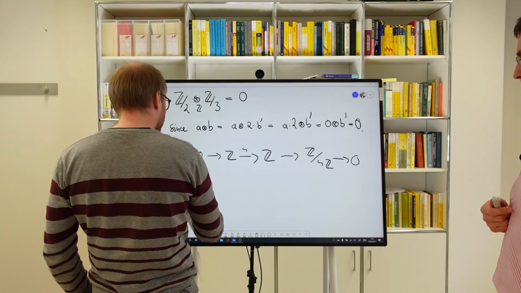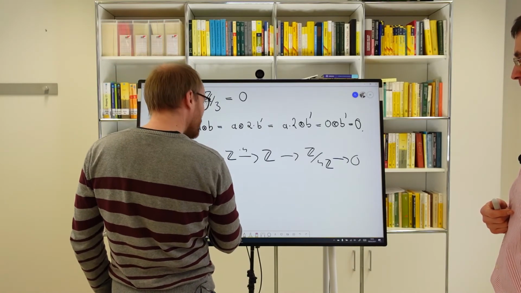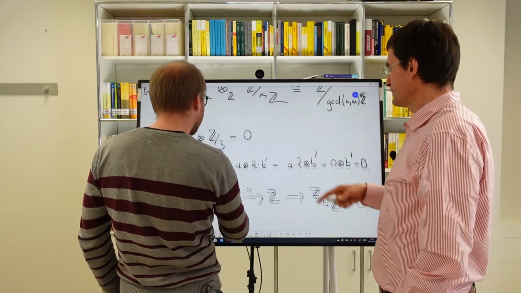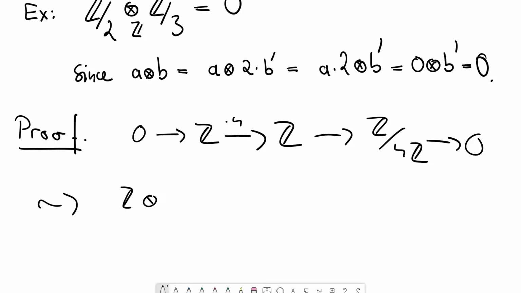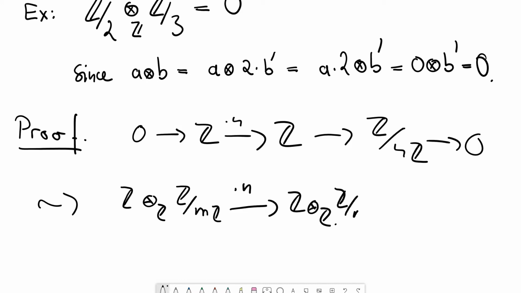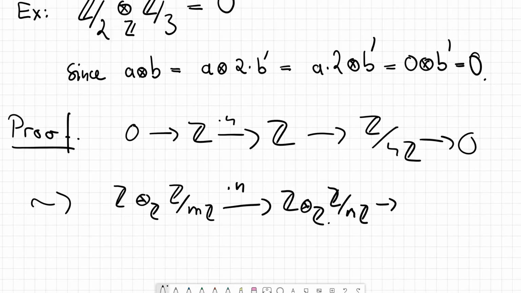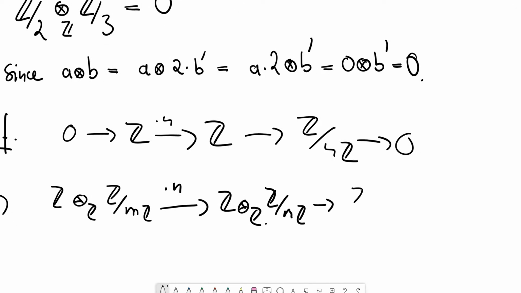So out of this, we get that Z, which one do I want to take? Tensor from the right, right? Yeah. So Z tensor Z mod mZ, still the map multiplication by n, Z tensor Z mod mZ. And then we see that here on the right-hand side, we arrive at the module that we are interested in, namely Z mod nZ tensor Z mod mZ.